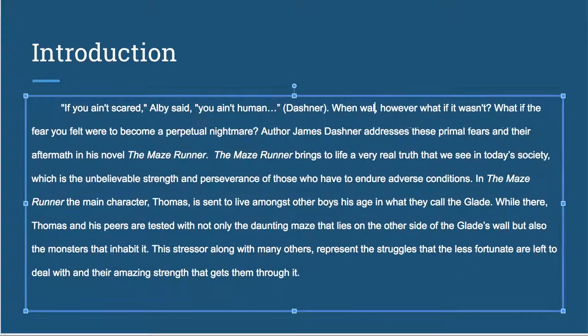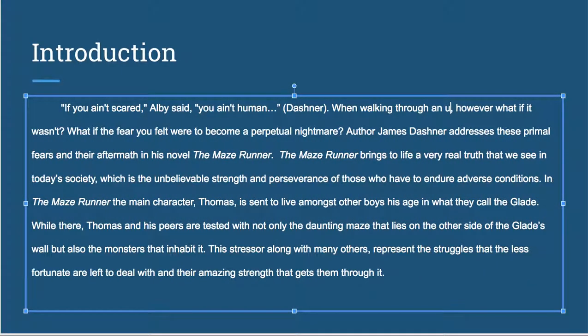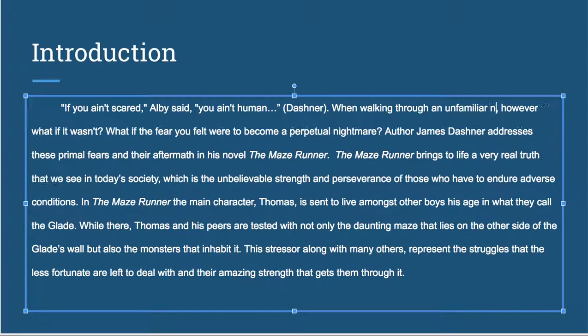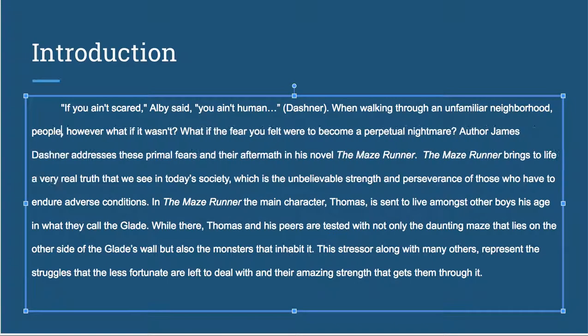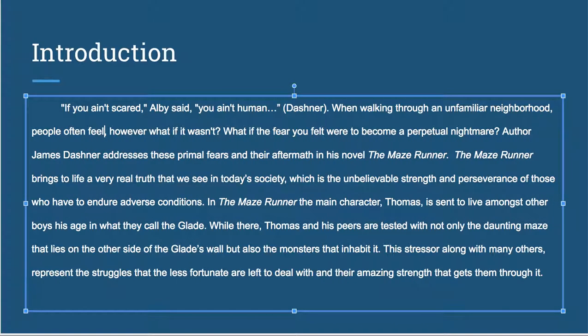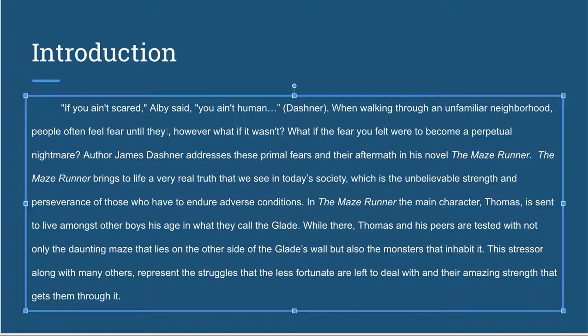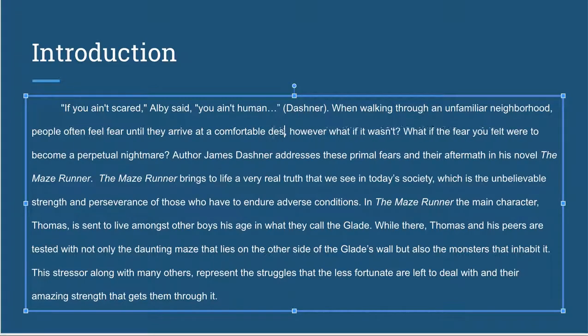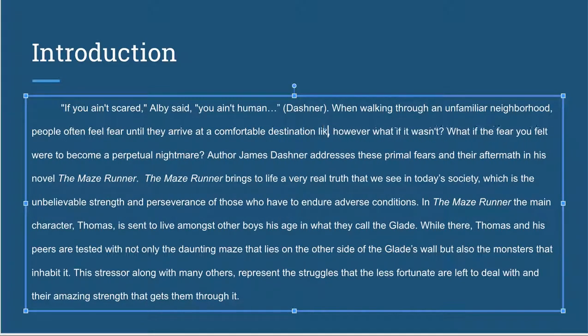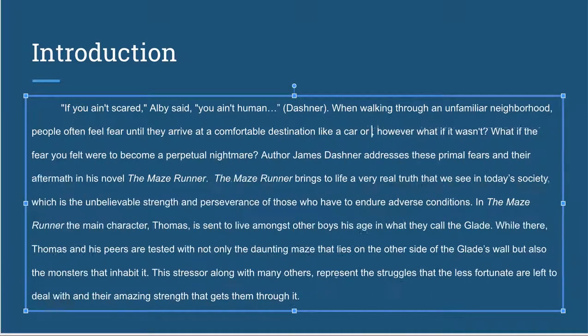when walking through an unfamiliar neighborhood, people often feel fear until they arrive at a comfortable destination like a car or home.